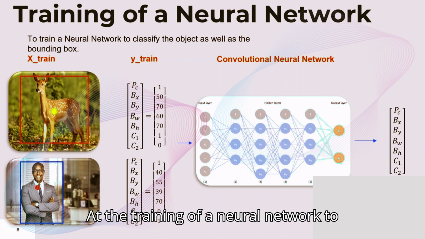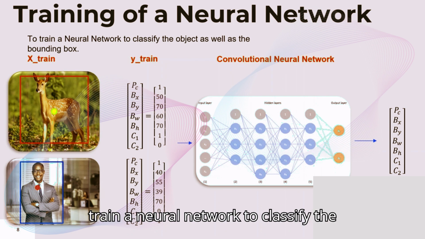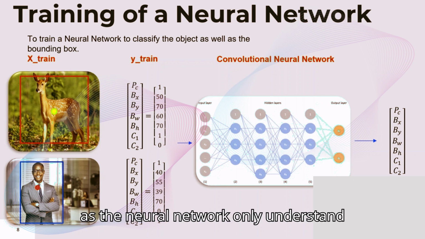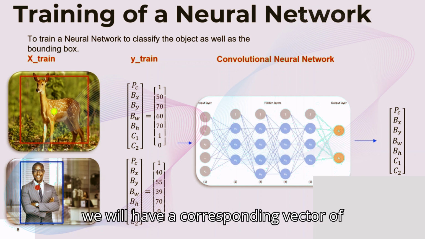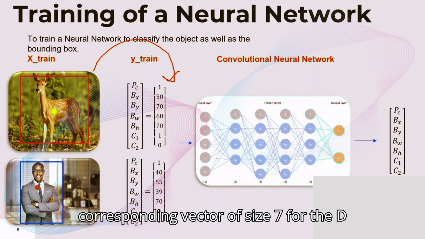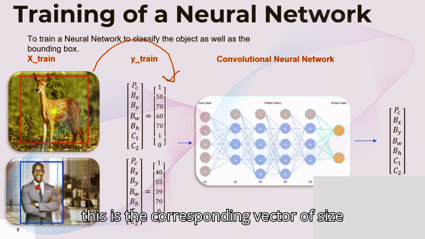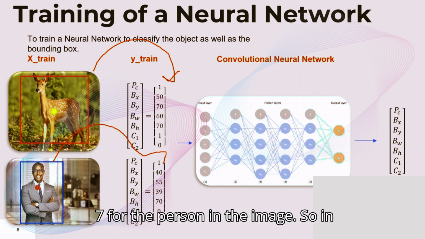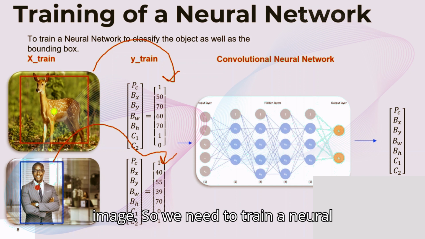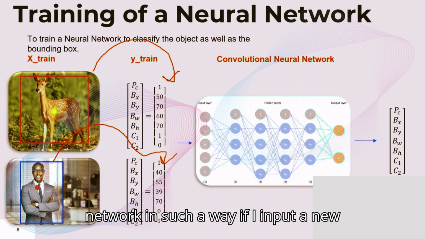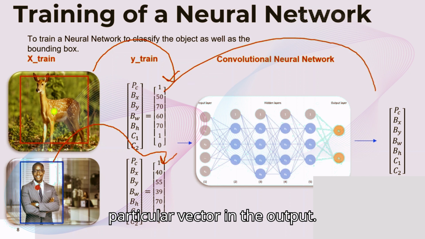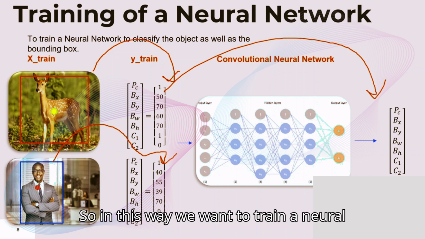At the training of a neural network, to train it to classify the object as well as the bounding box, as the neural network only understands numbers, for each image we will have a corresponding vector of size 7 like this. This is the corresponding vector of size 7 for the deer. This is the corresponding vector of size 7 for the person in the image. In the same way, we can have 10,000s of images. So we need to train a neural network in such a way that if I input a new image, it will give us this particular vector in the output.